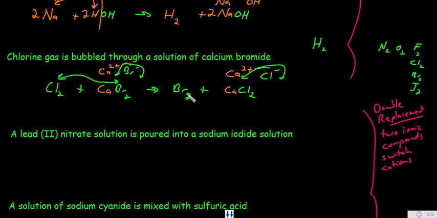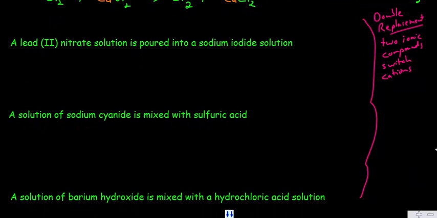All right, so balance the reaction. 2 bromides, 2 bromines, good. 2 chlorides, 2 chlorines, good. Calcium, calcium, great. Super. Now, another type of reaction is a double replacement reaction in which 2 ionic compounds switch cations, or also maybe an acid or a base also can be accounted for in there.